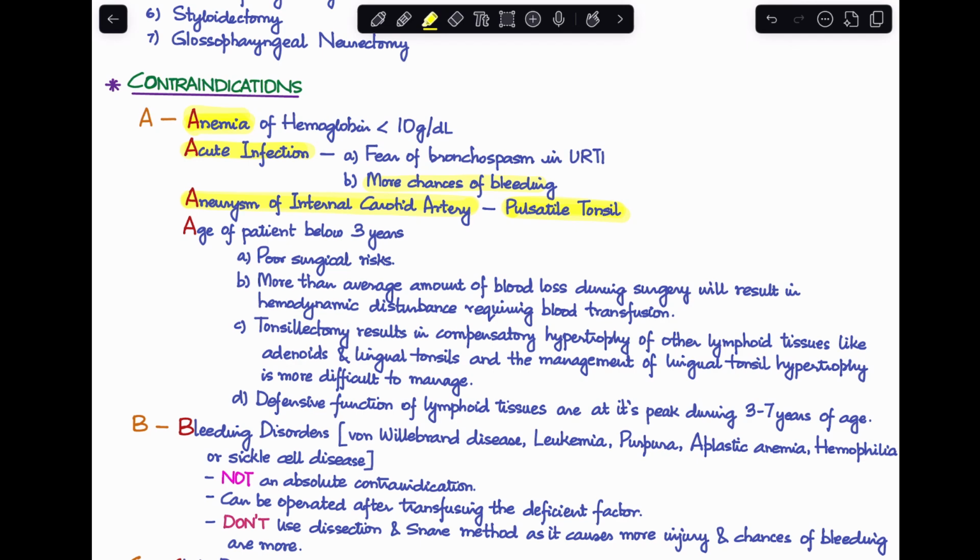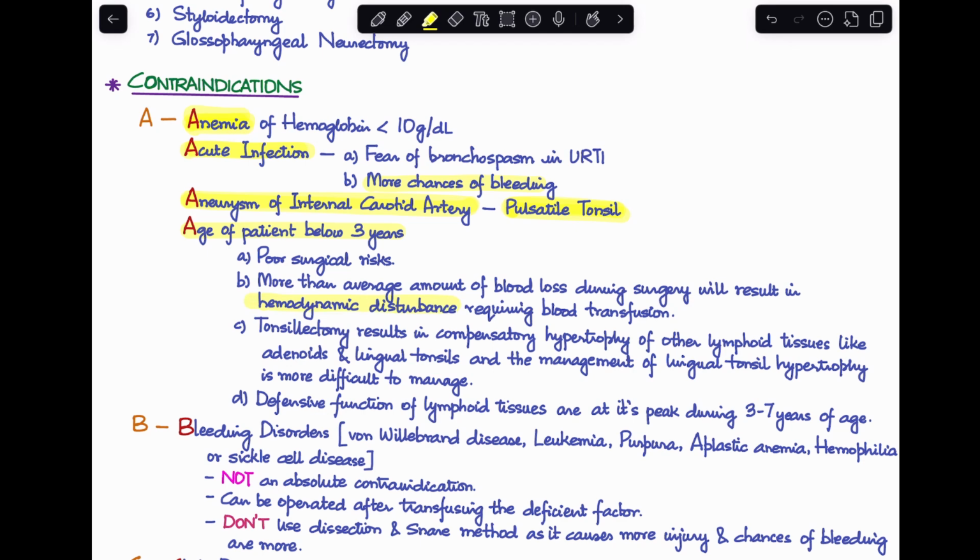The fourth one is a patient of age below 3 years. Now, why will we not perform surgery in a patient below 3 years? There are multiple reasons over here. First of all, because of their age, they have a poor surgical risk. Secondly, whatever is the average amount of blood loss that happens during surgery, that will result in hemodynamic disturbance leading to the need for blood transfusion. So it is better to avoid surgery in these cases.